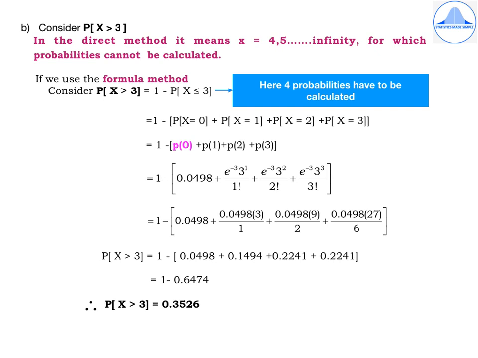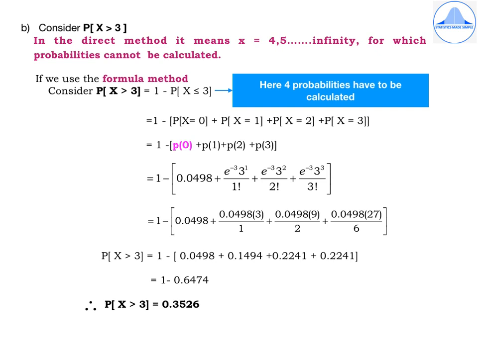Now, what are the values which are less than or equal to 3 in the range? They are 0, 1, 2, 3. So totally 4 probabilities have to be calculated. So the next step reduces to 1 minus, open the square bracket, probability of capital X equal to 0 plus probability of X equal to 1 plus probability of X equal to 2 plus probability of X equal to 3, which is replaced by 1 minus, within brackets, P of 0 plus P of 1 plus P of 2 plus P of 3.